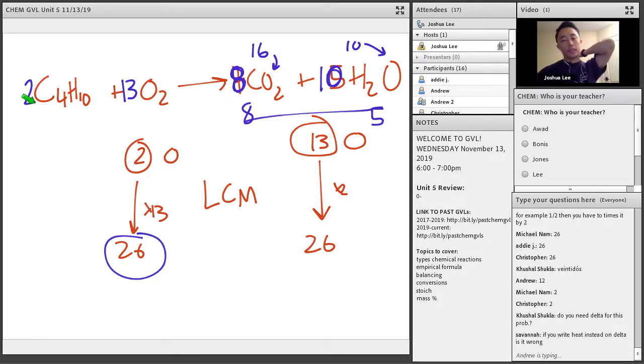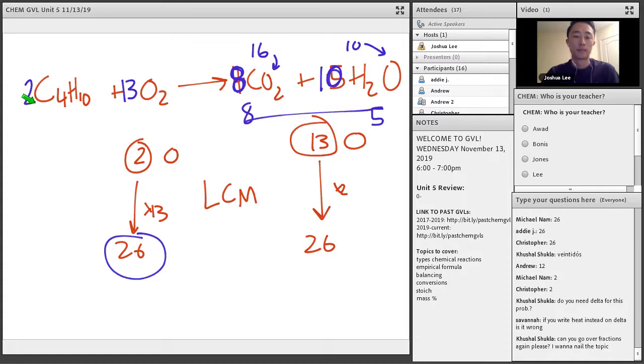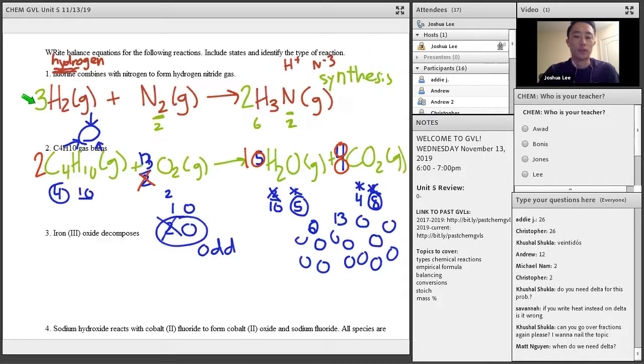So because you wrote heat instead of delta on the quiz, it's probably the same. It's fine. But yeah, this balancing problem is a little bit more difficult, but technically you should still be able to do it. You just use fractions to do stuff, so let's not get carried away.